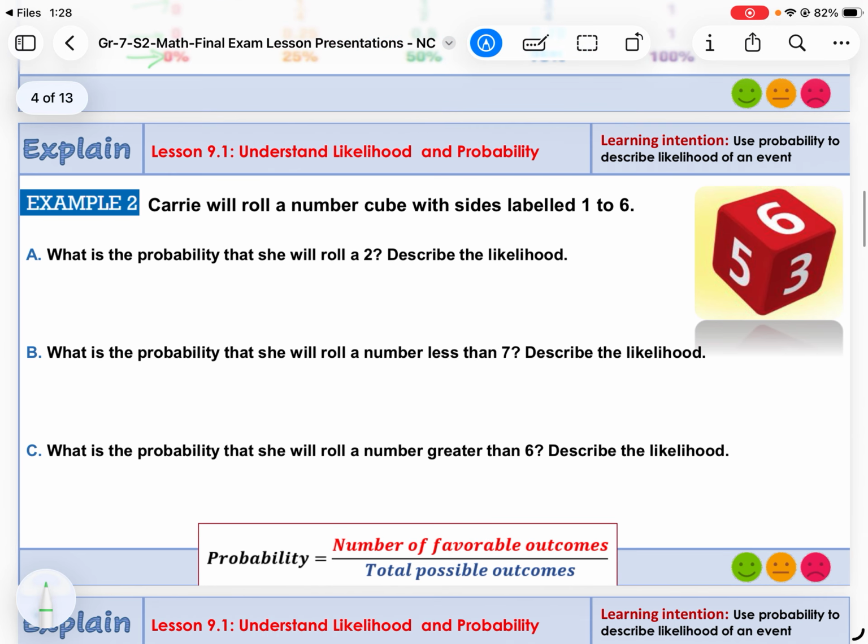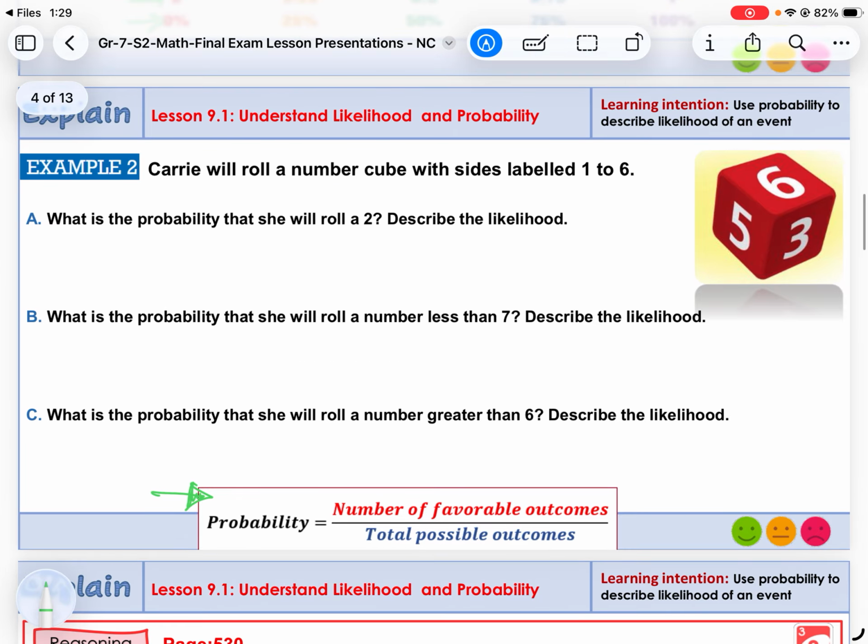Okay, so now let's do a quick example. You guys need to know also, how do we find the probability? There is a formula for it. It's the number of favorable outcomes divided by the total possible outcomes. Let's apply it on this question. So here I have Carrie, she rolled a number cube, the dice, and of course it's labeled from 1 to 6. We all know the dice. So what is the probability that she will roll a 2?